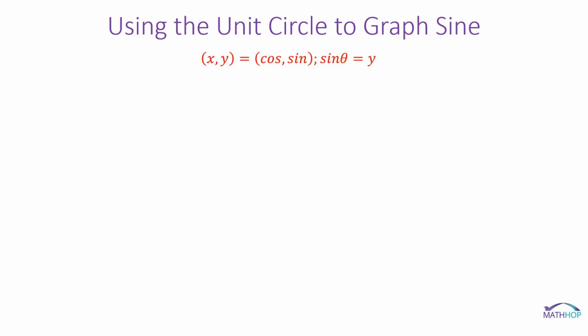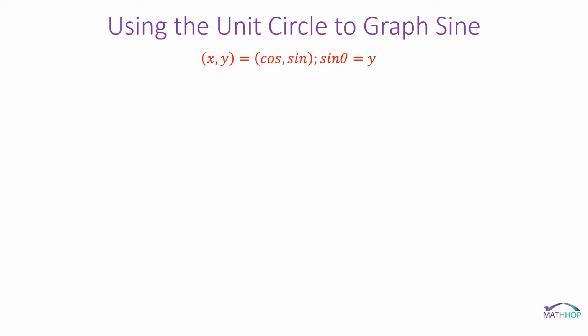What we have to remember is that the points x, y along the circle are really cosine, sine values. Sine is your y coordinate and cosine is your x coordinate. So the sine of any angle or any input is going to be the y coordinate.